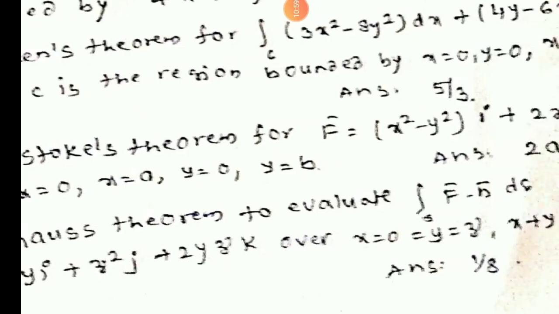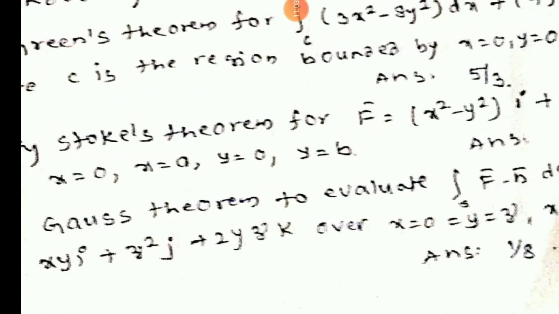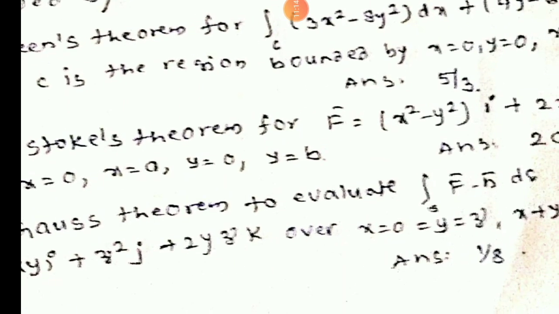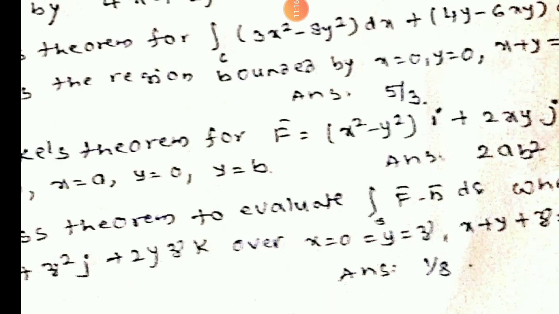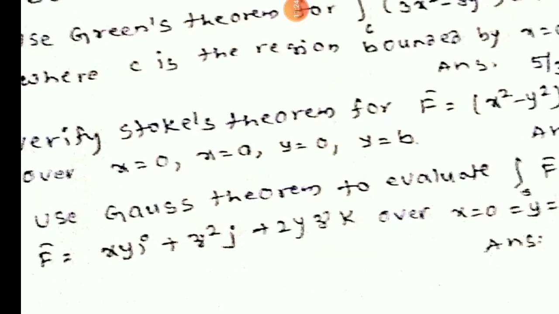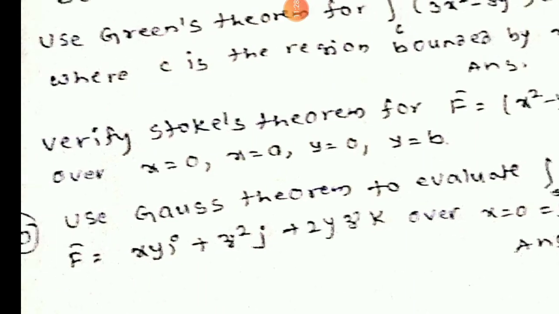Verify Stokes theorem for F bar equal to some function given. You need to recall your Stokes theorem. Stokes theorem left hand side is integral over C of F bar dot dr bar, and the right side is nothing but the double integral over S of curl of F bar dot n bar dS. So before going to that, here also you just think about first individual calculations.